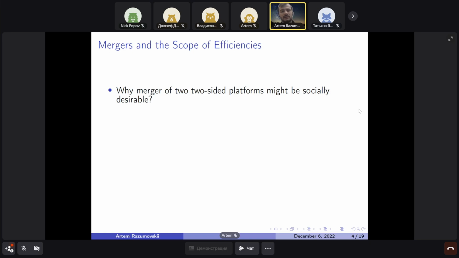So now let's think about the simple question: what will happen if two platforms merge with each other? Which effects will we observe on the platform? Assume there are two platforms and they somehow divide the market between them, so that we have consumers on one side, consumers on the other side. They were divided between the platforms, and then these two platforms decided to join.